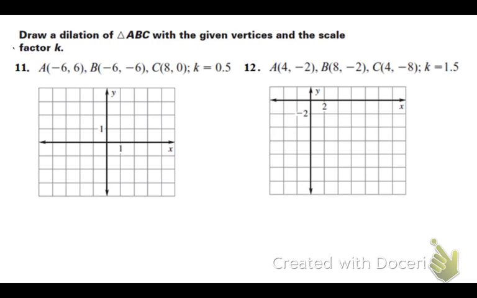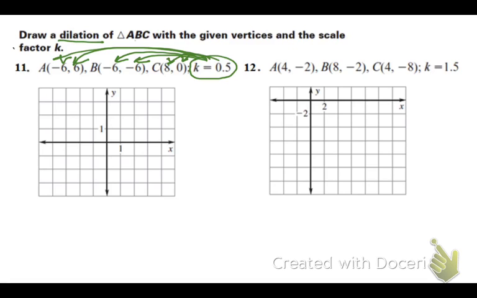Okay, so we'll do it on quiz number 1. You remember it. We need to draw the dilation of ABC with the given vertices and the scale factor of K. So let's look at 11 first. We have the scale factor of K, so that means we're going to multiply each of the coordinates of A, B, and C by 0.5.